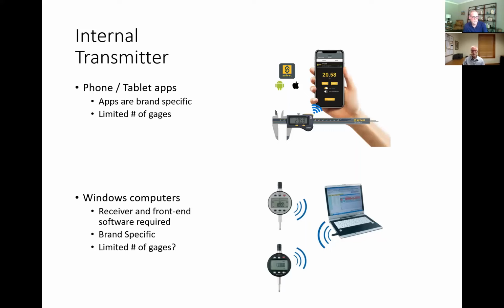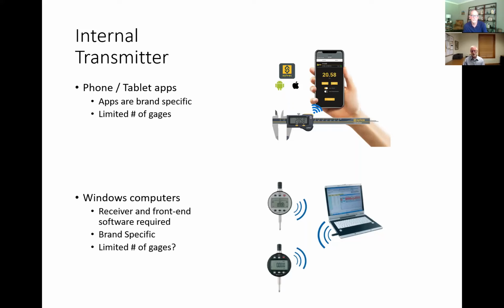When you're going to a phone app, you might look at each one of these manufacturers. They might only allow you 2 or 4 or 1, depending on what you're doing. Some of these can go to Windows computers. If you don't have a Bluetooth receiver in there, you are buying a dongle receiver, and you typically need front-end software. Again, this is a technology restriction. It's not something that the manufacturers decided to do.